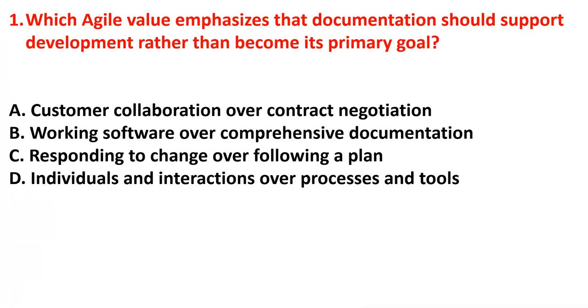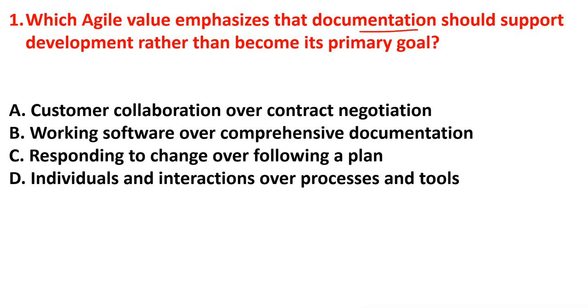If everything is clear, now I highly recommend you pause the video. There are a few questions. You can read the question first, try to select the best choice, and then compare with my answer. So first is, which agile value emphasizes that documentation should support development rather than become its primary goal? See, documentation is still valuable, but the primary goal is working software.